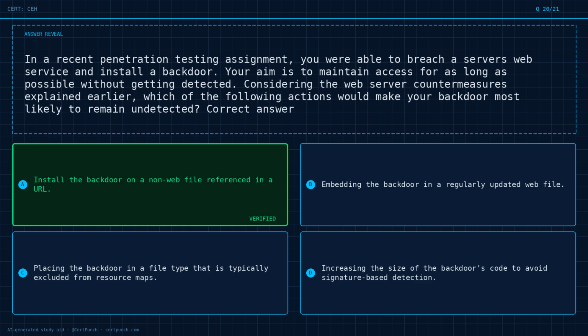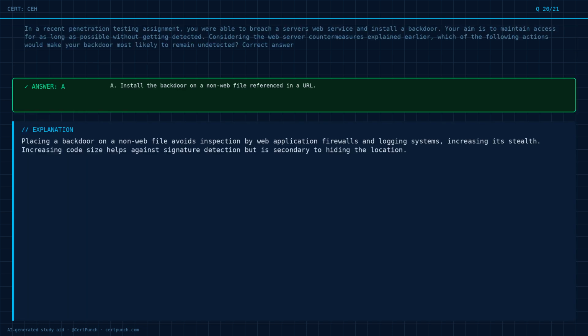The answer is option A. Exam logic. Placing a backdoor on a non-web file avoids inspection by web application firewalls and logging systems, increasing its stealth. Increasing code size helps against signature detection, but is secondary to hiding the location.